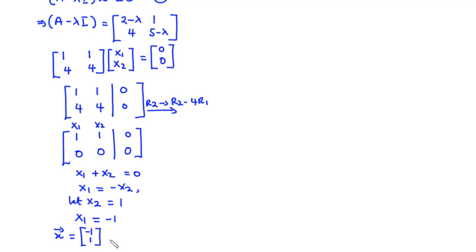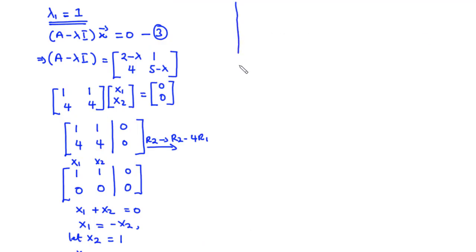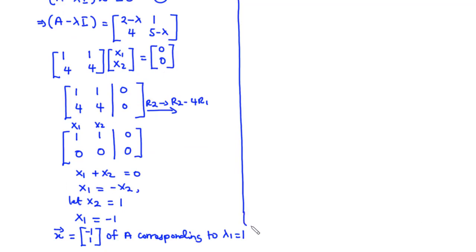is the eigenvector of A corresponding to lambda 1 equals 1. So at this point, we've been able to determine the eigenvector of A that corresponds to lambda 1 equals 1.